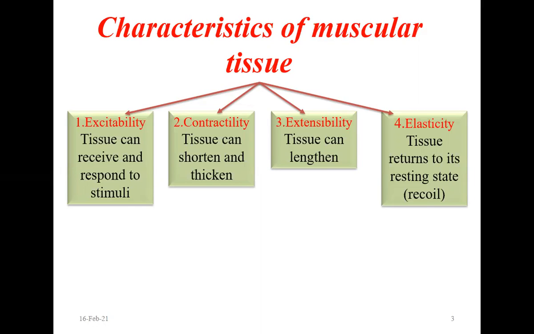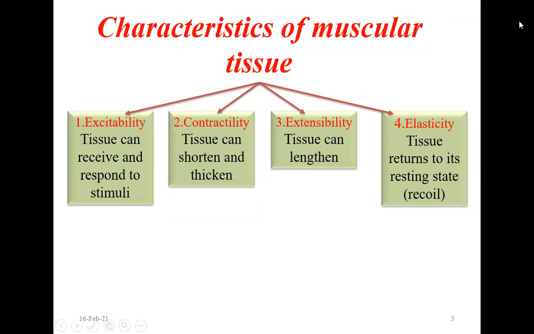The second is called contractility. The tissue can shorten and thicken. The muscle tissue also has the capacity to elongate, become long. That is called extensibility, where it can become long, or it has the capacity to contract and become smaller. So the cells of this muscular tissue can shorten as well as thicken. They become short as well as thicker, or they have the capacity for extensibility, that is, the cells as well as tissues can lengthen.